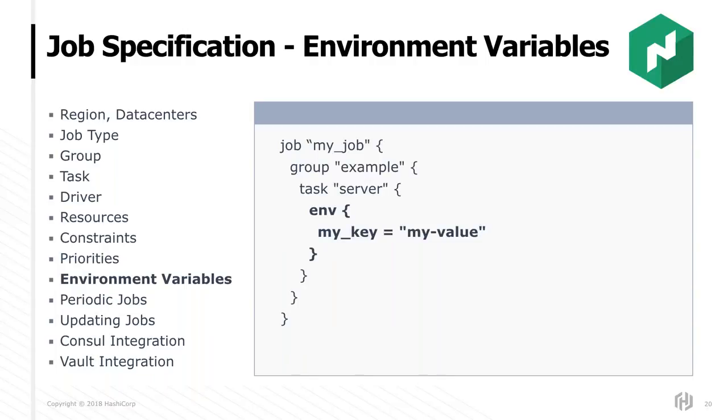The env stanza in the job spec can be used to populate the task's environment before starting. So the key value pairs that are set here will end up as environment variables within the task's environment.